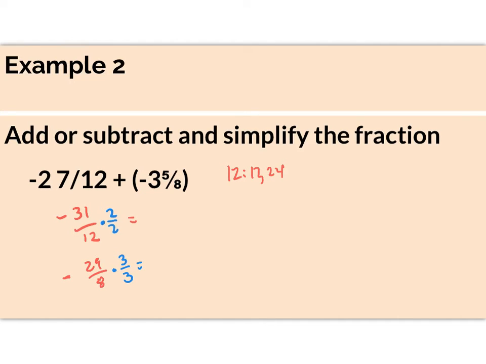So 31 times 2 is 62. 12 times 2 is 24. 8 times 3 is 24. And 29 times 3 is 87.